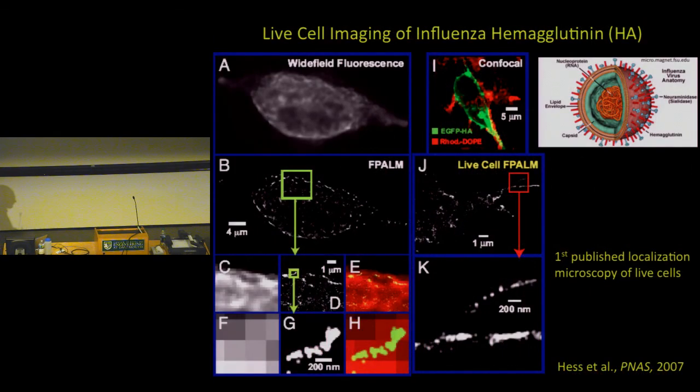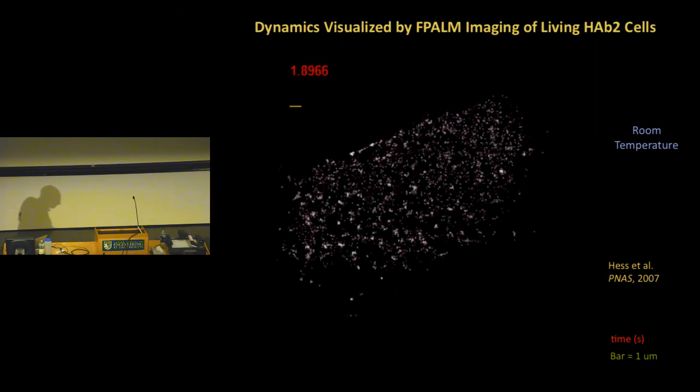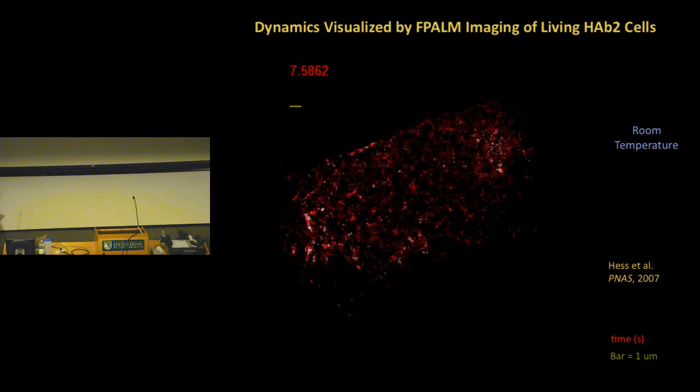Now, that was in a fixed cell. You could look with electron microscopy at a fixed cell, but what happens in a live cell? That's where I think the really interesting questions are. And we were able to push from our initial invention to be the first ones to do live cell localization microscopy. And when we do so, we see a tremendous amount of dynamics.